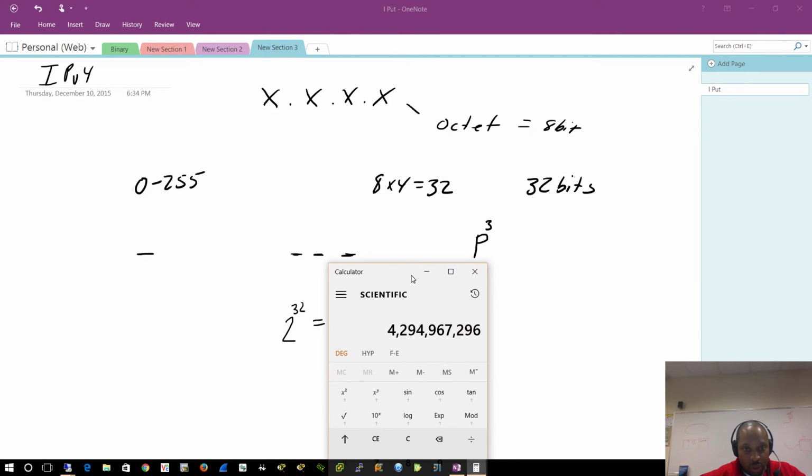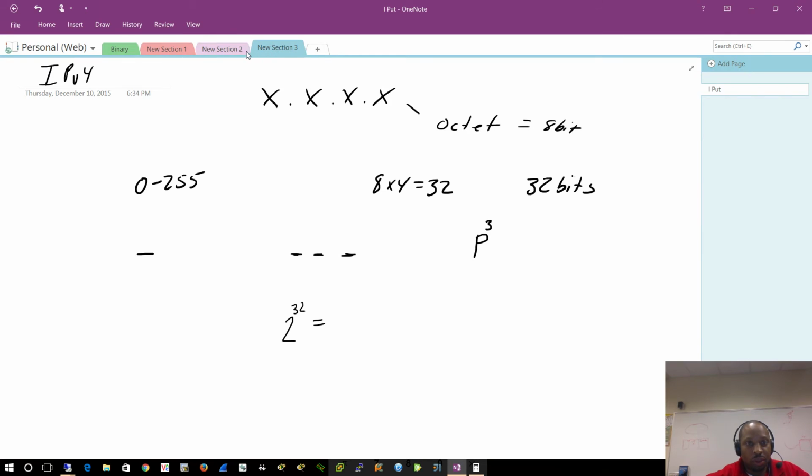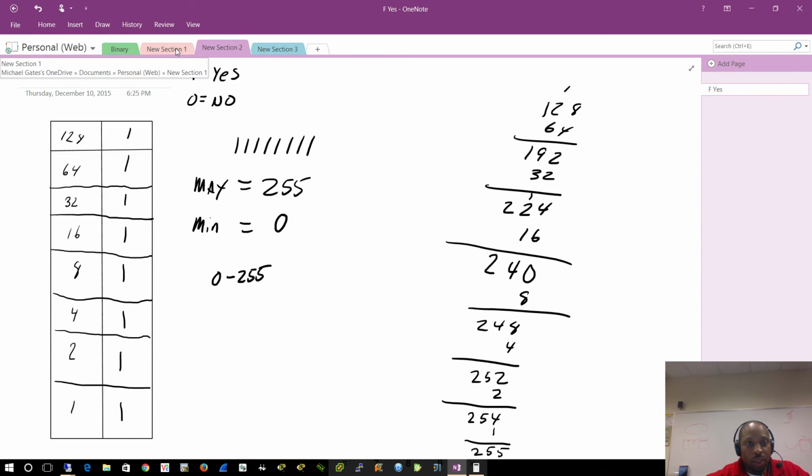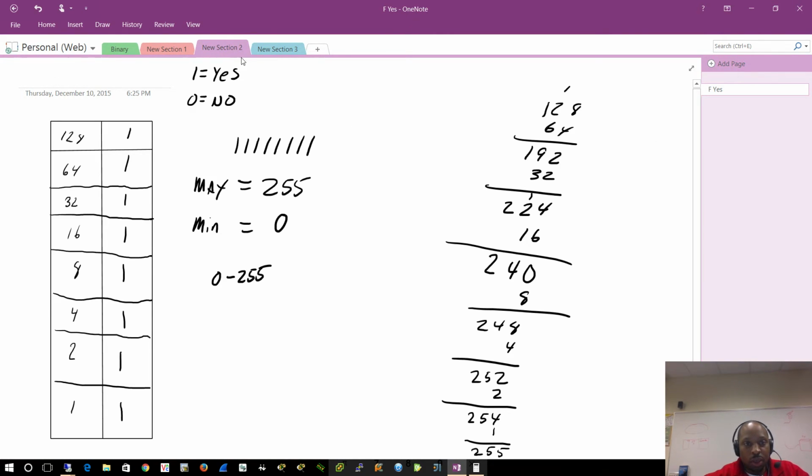So how many different IPs can we have? We could have 4,294,967,296 different IPs. Sounds like a lot, and it is. But you'll learn that we're actually running out of IPs. So they say we'll be going to IPv6. I personally have a problem with IPv6, but we'll talk about that another time.